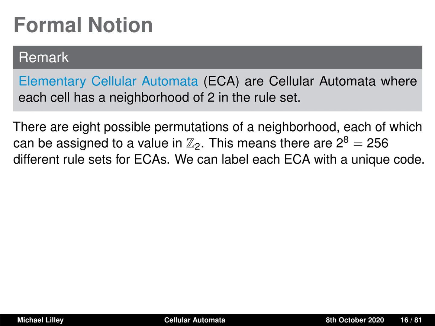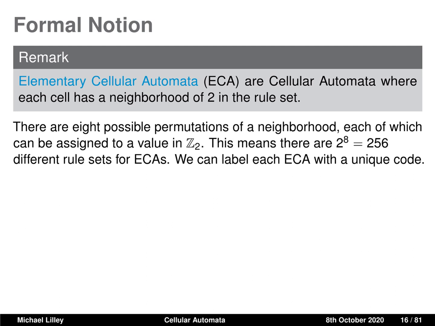Suppose we wanted to compute the total amount of distinct elementary cellular automata. There are 8 unique permutations of 3 cells, and we can associate a binary number with each of the permutations to describe an update rule. In total, this means we have 2 to the 8, or 256 total distinct rule sets of elementary cellular automata.